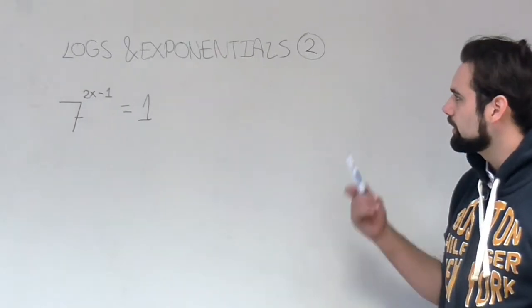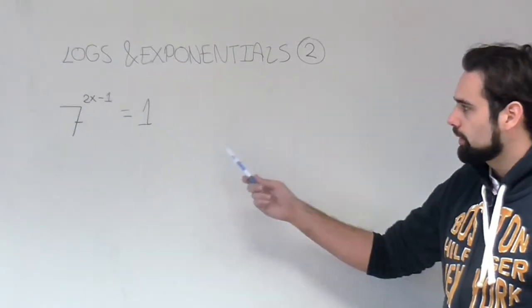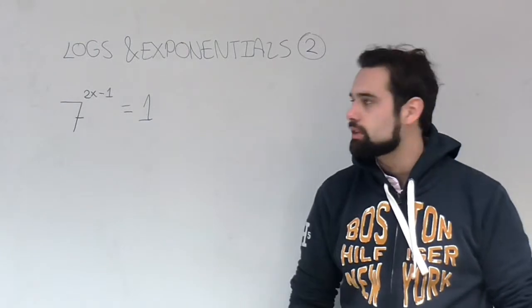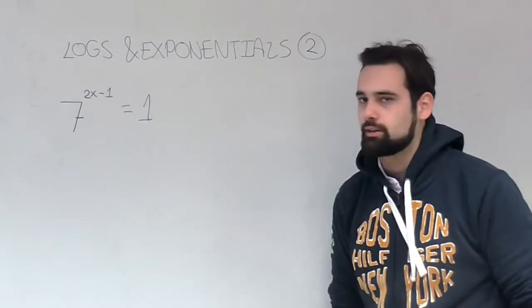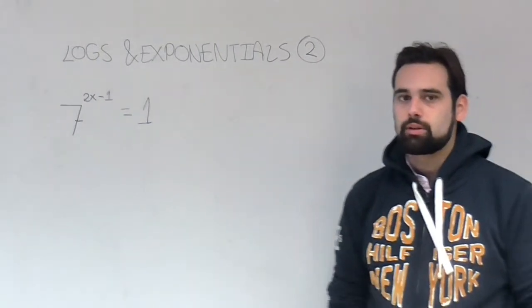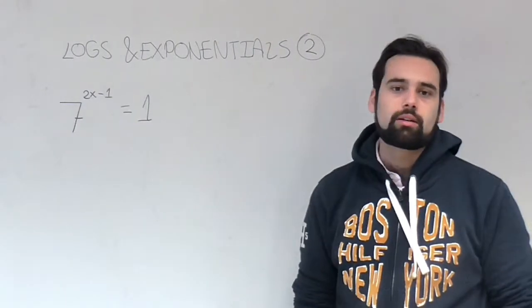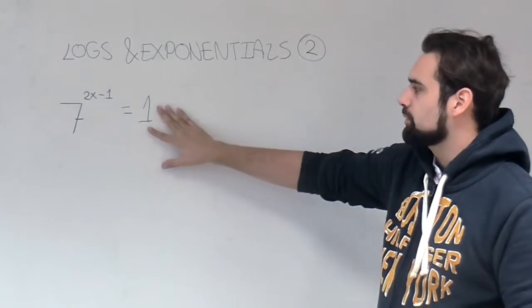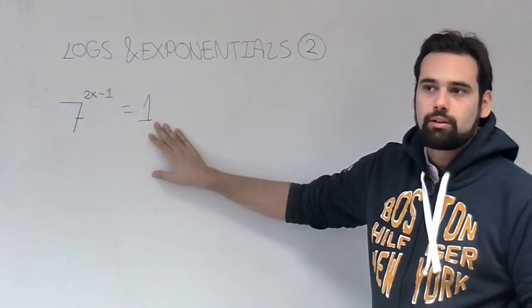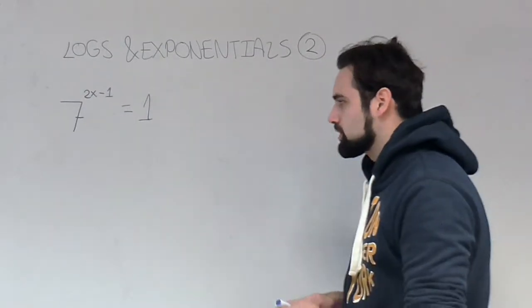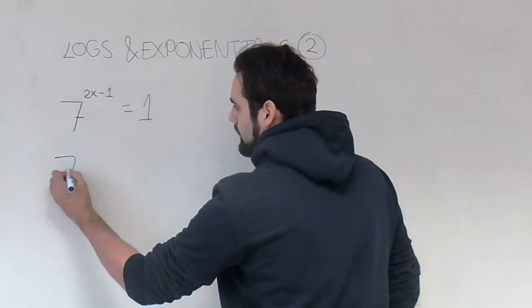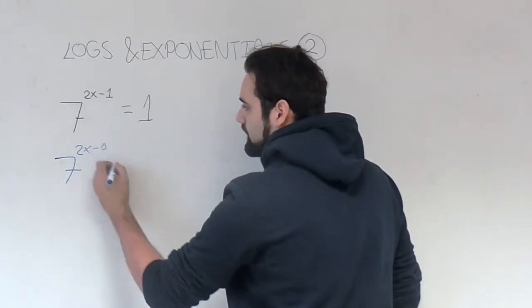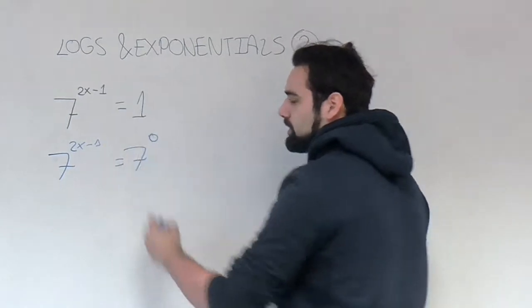For this second logarithm exercise, we have to solve for x in this equation. 7 to the power of 2x minus 1 equals 1. Now here what you have to notice is that pretty much any number to the power of 0 is going to be 1. So you can interpret this 1 as any kind of number to the power of 0. So to simplify things, I can say that that 1 is, for example, 7 to the power of 0.